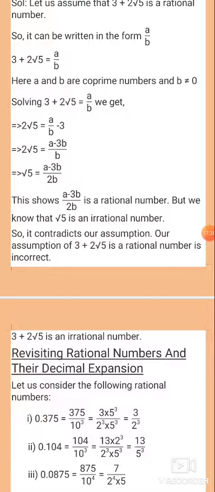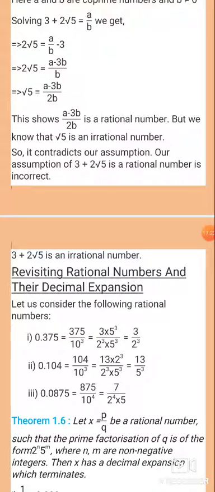Okay, so here let us consider the following rational numbers: 0.375, 0.104, 0.875. So all these are what? After some places of decimal, the division stops. So such rational numbers are terminating rational numbers. Okay, so 0.375 is equal to 375 by 10 cube. So 3 into 5 cube by 2 cube into 5 cube is equal to 3 by 2 cube.